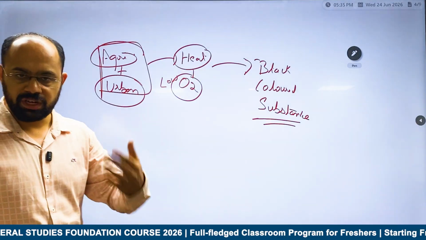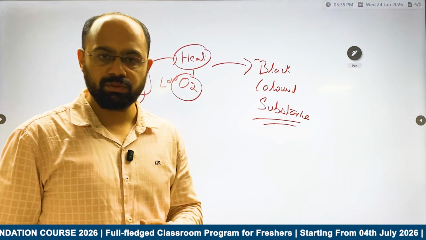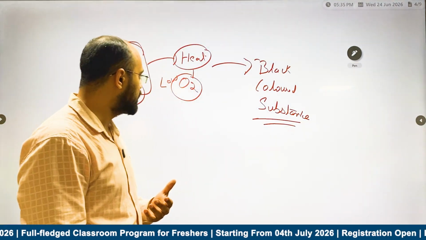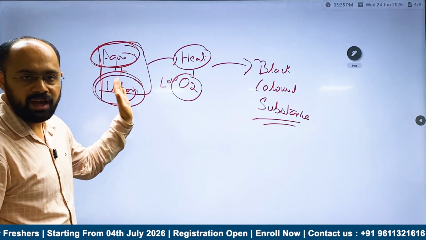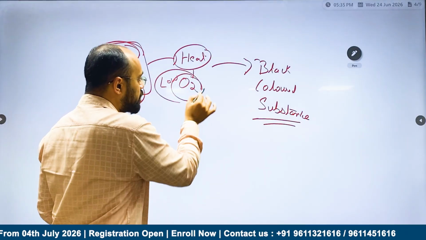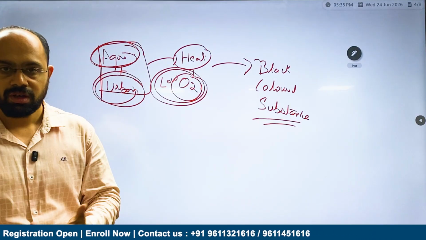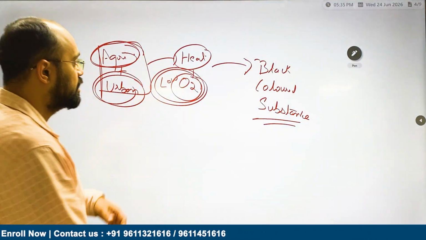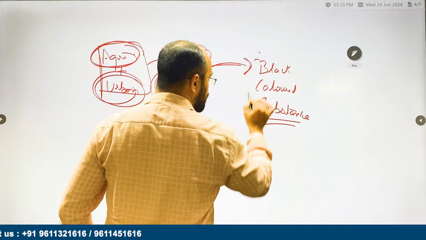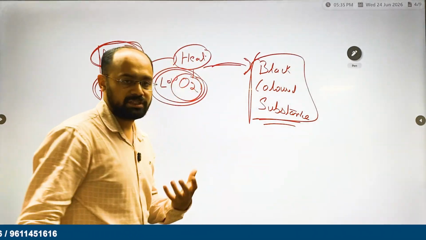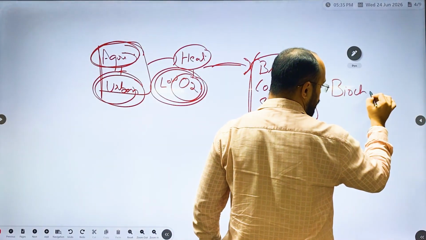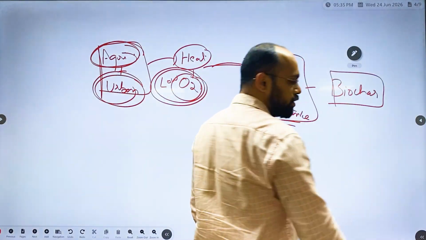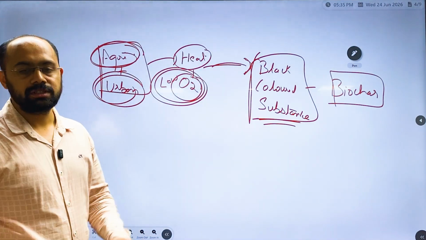In urban areas also, we create some sewage waters, so these kinds of things are there. Even these two wastes, urban waste and agricultural waste, are heated under low oxygen level. When there is no oxygen, we get a black colored substance. This black colored substance is what we call biochar. Understood?